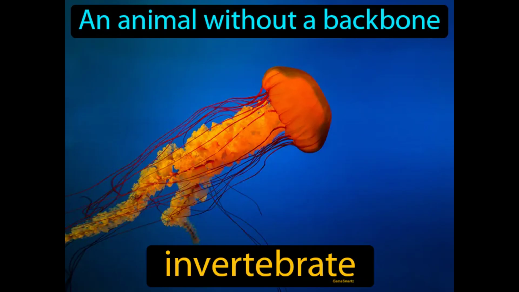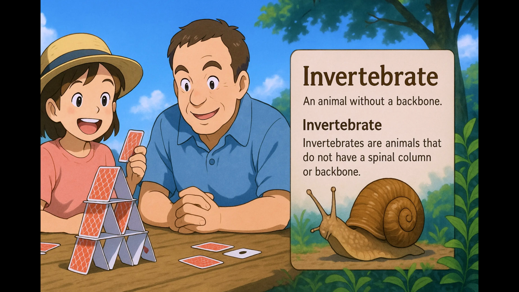An animal without a backbone: invertebrate. Invertebrates are animals that do not have a spinal column or backbone. Imagine trying to build a house of cards on a slightly uneven table. Without a stable foundation, the cards can easily topple over, much like how invertebrates lack the rigid backbone that vertebrates rely on for structural support.